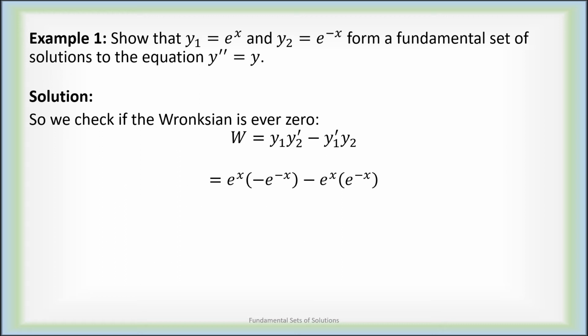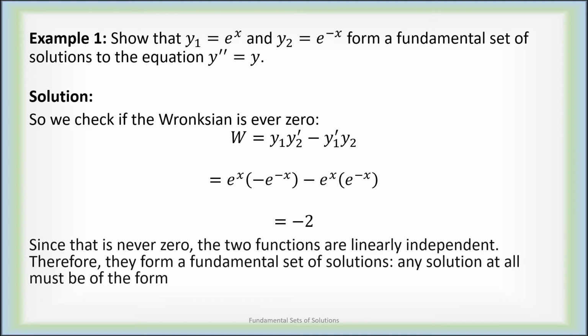y1 was just e to the x, y2 prime is negative e to the negative x, and similarly y1 prime is e to the x and y2 is e to the negative x. This is exactly negative 2. Are there any real numbers for which negative 2 is 0? No, of course not. Negative 2 is never equal to 0. Our Wronskian is quite transparently never 0. So since the Wronskian is never 0, the two functions are linearly independent.